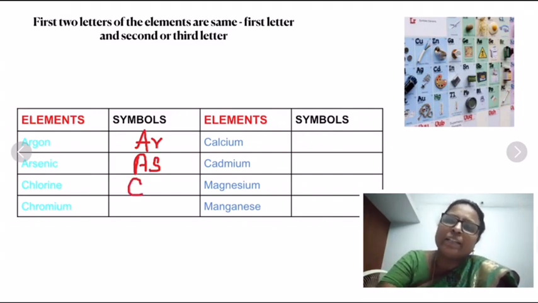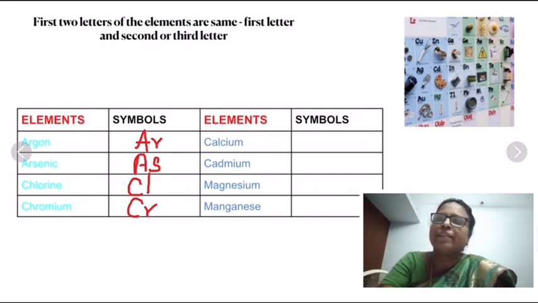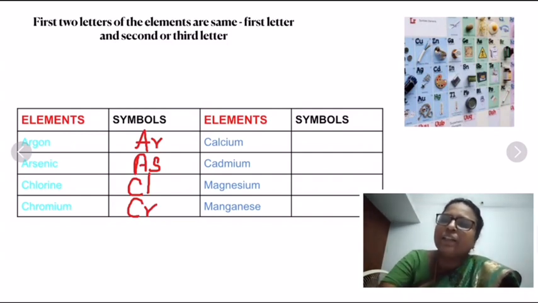Then chlorine, Cl, chromium, Cr. First and third letter as a symbol. Then calcium, Ca, cadmium, Cd. Here first and third for calcium, first and second. Then Mg, then Mn.